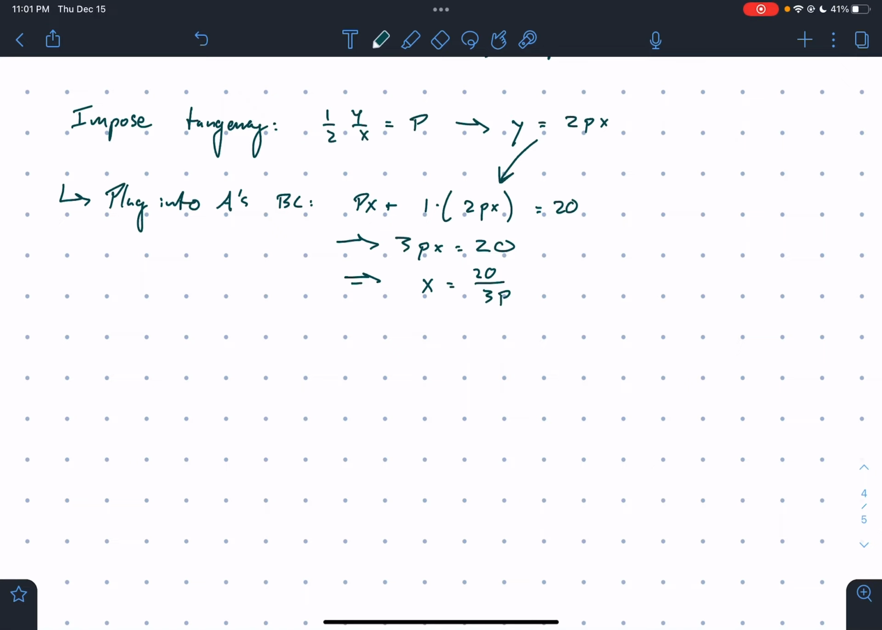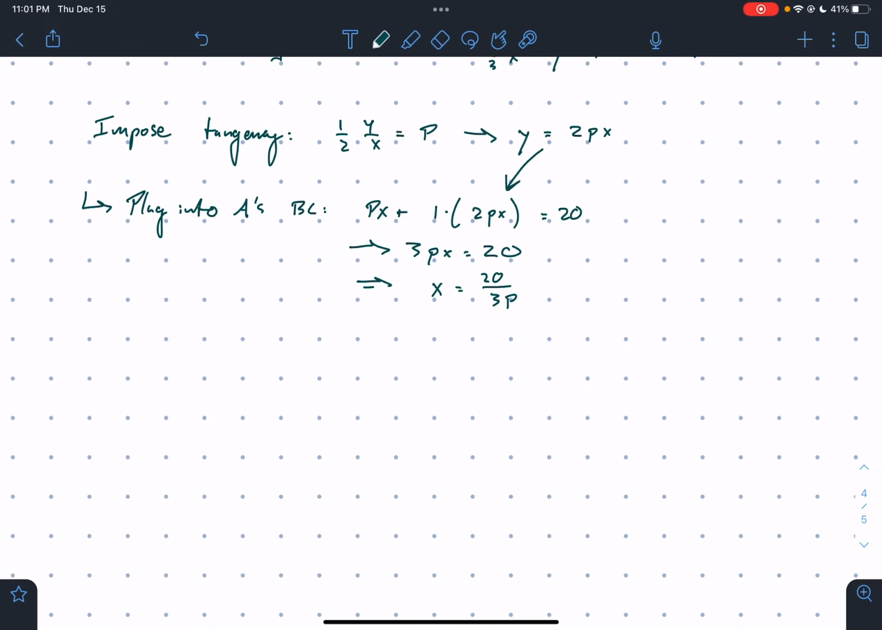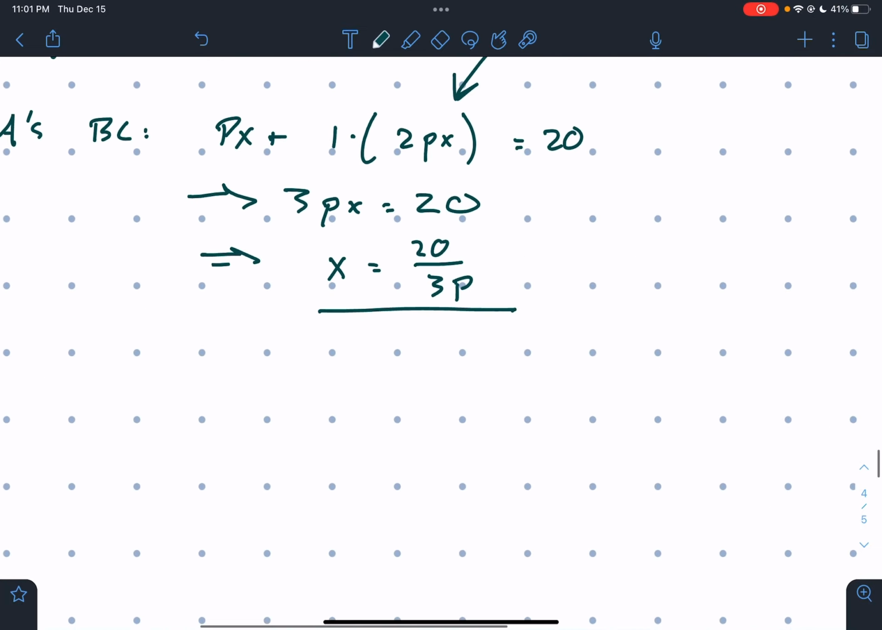All right. So this gives us the demand for x as a function of p. This is what we want. This is the demand for x for consumer A.